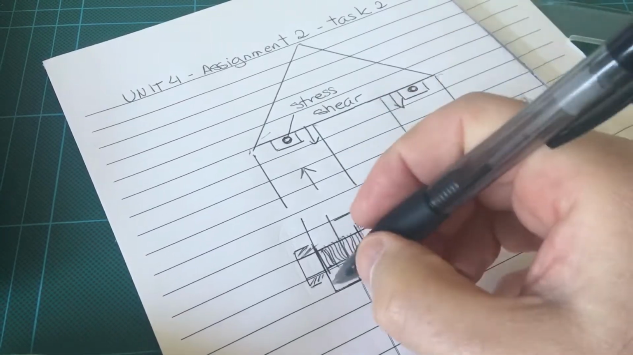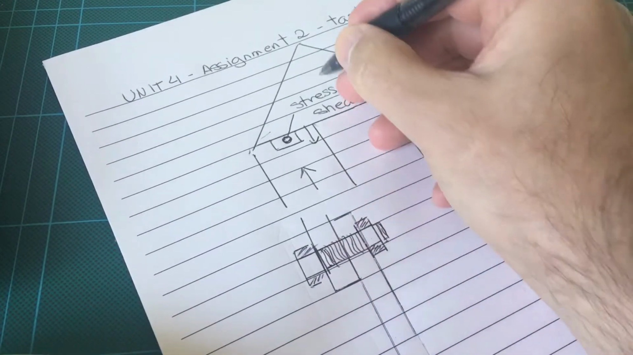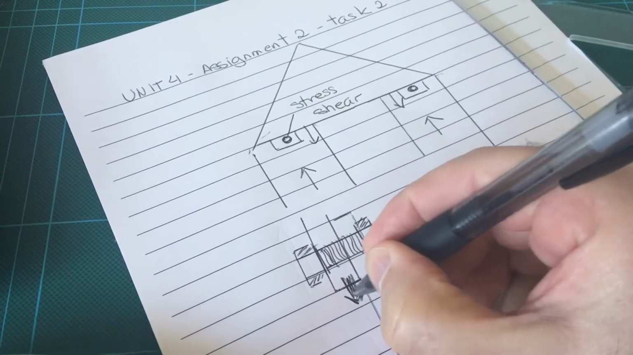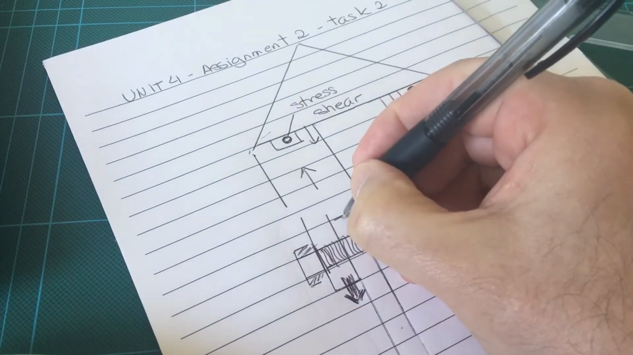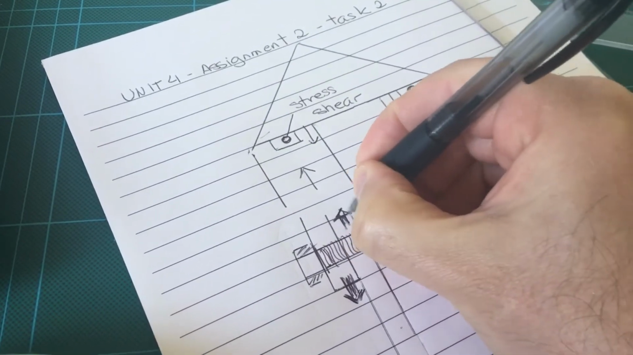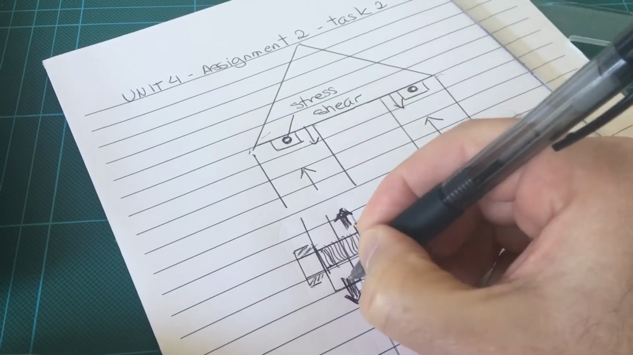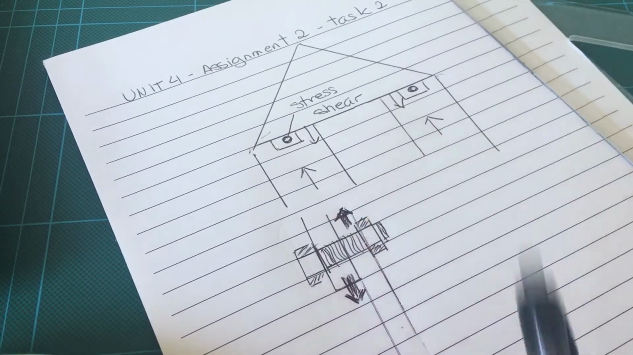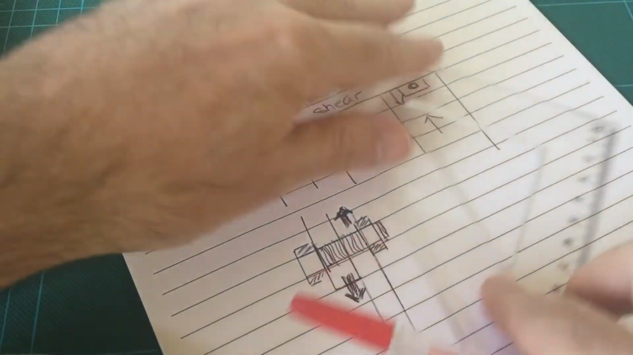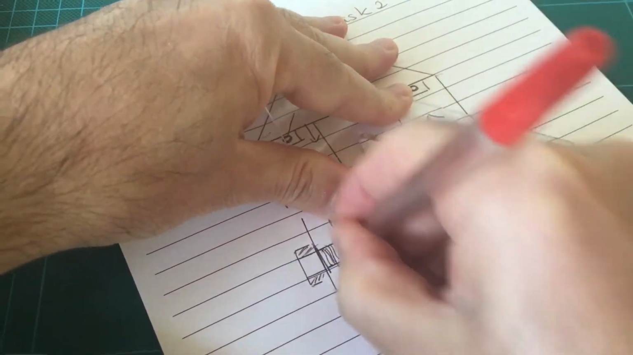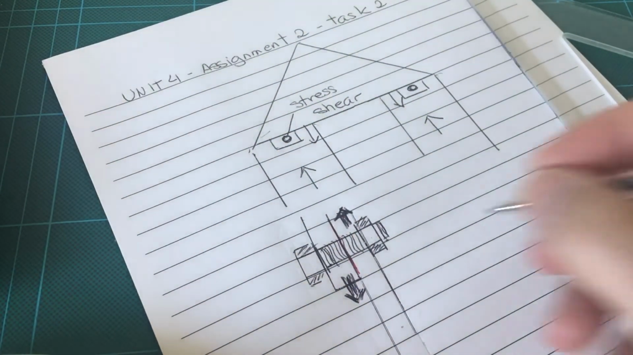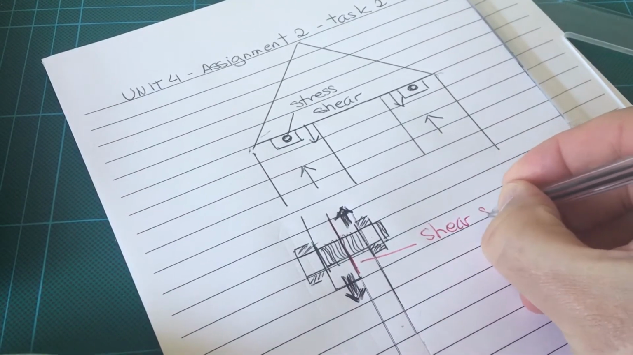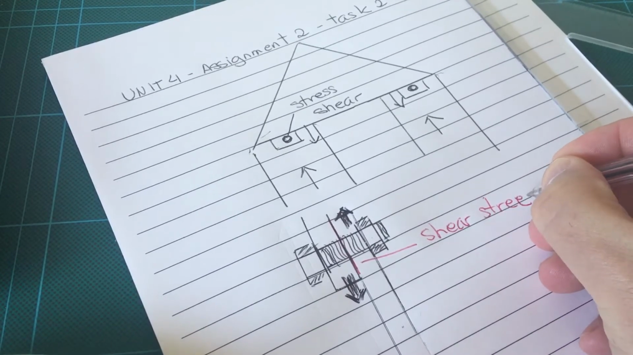What's happening here is the weight of the truss here is pushing down, and this is trying to hold it, which is doing an opposite force to this one, and this is creating in this part here, and I'm going to make it in red. I'm going to make a red line there, and that red line is shear stress. Oh, sorry.